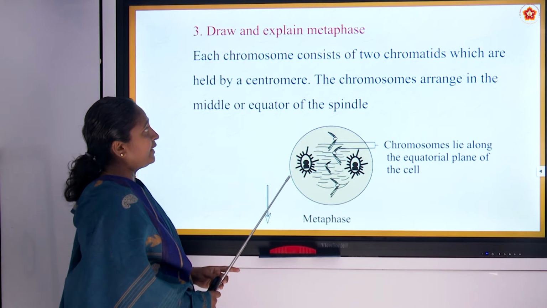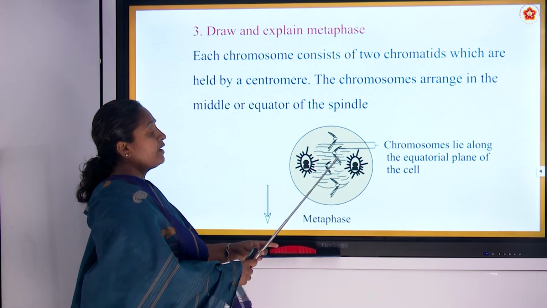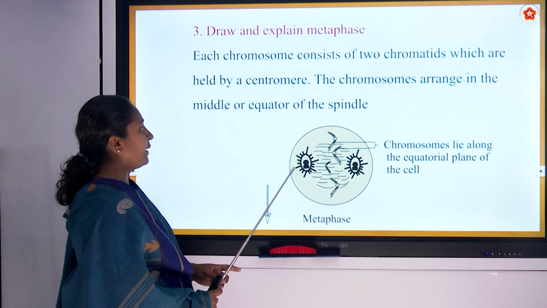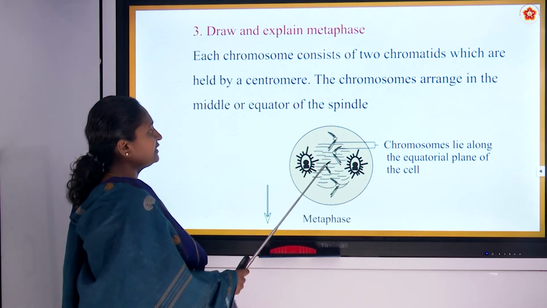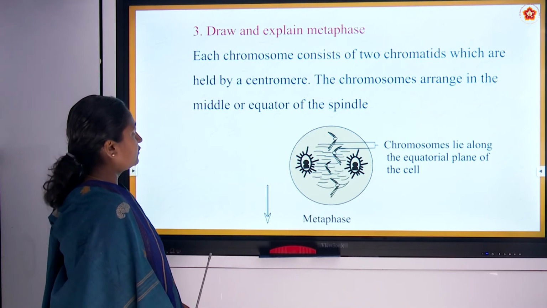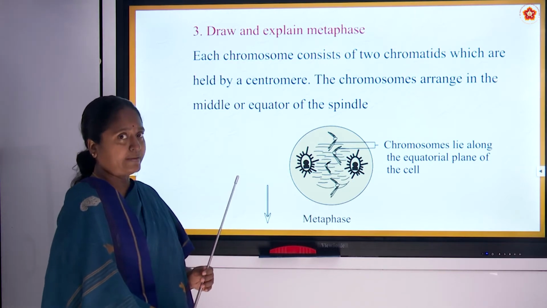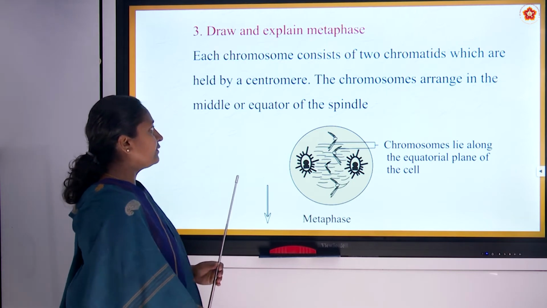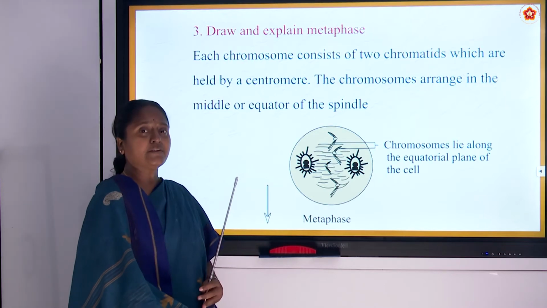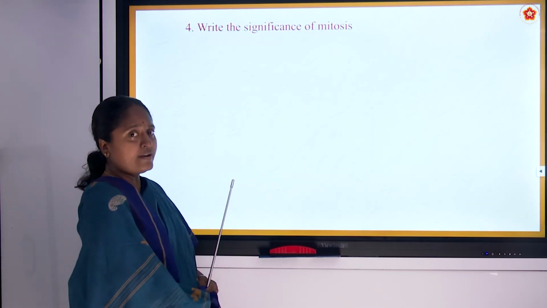Here, can you see the two chromatids present in all the chromosomes? We can see 4 arms in the chromosome, which are held by the centromere, and then centrosomes are also present. This is how metaphase is drawn. And we will see the explanation. Each chromosome consists of 2 chromatids which are held by the centromere. The chromosomes are arranged in the middle, in the equatorial plane. This is the explanation as per the textbook for metaphase.